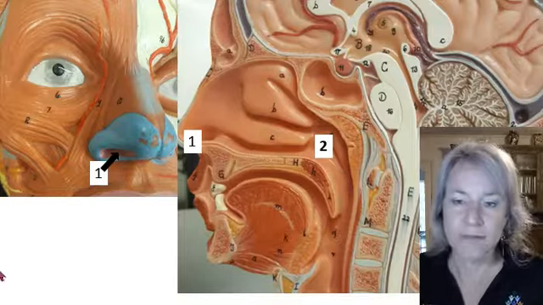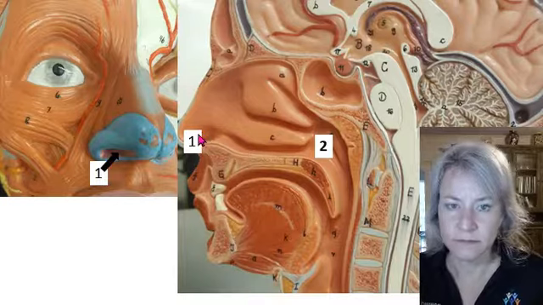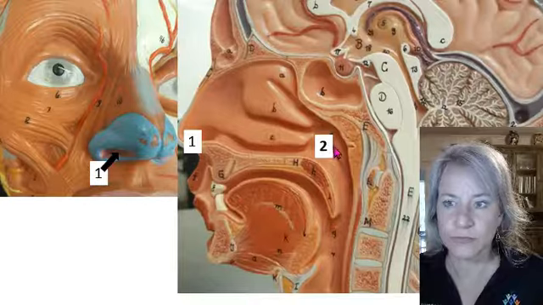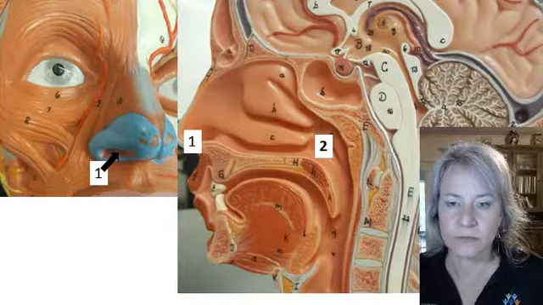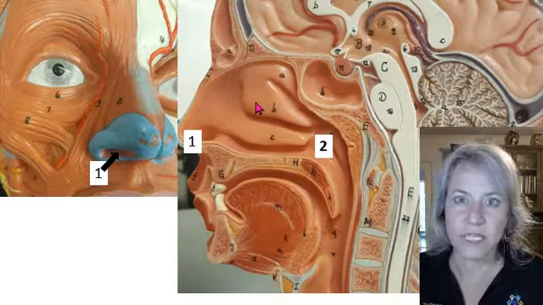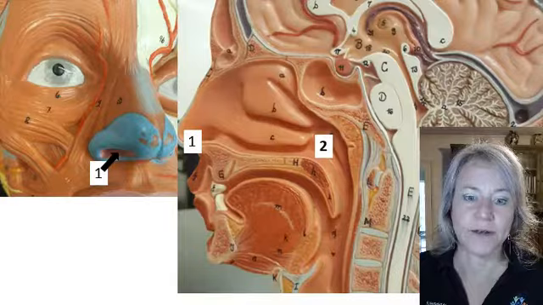Okay, what is the name of the opening at number 1? What is the name of the opening at number 2? And what is all of this space right here? What is all this space called? That is going to be the nasal cavity, and it is lined with mucous membrane.